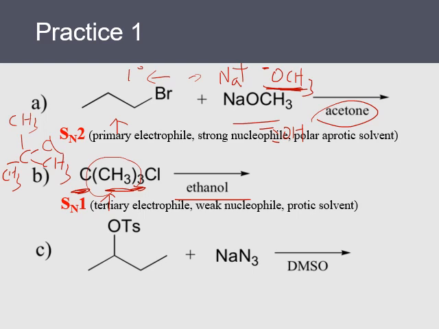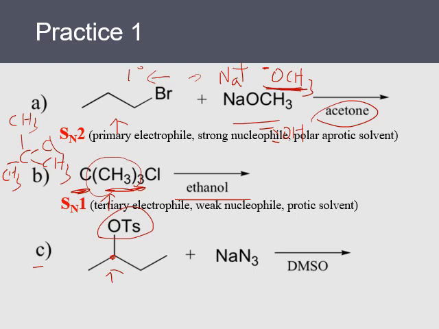Okay, let's look at number C. All right, OTs, that's tosylate, a very good leaving group. So good leaving group, but it's a secondary. So this carbon is a secondary, and a secondary substrate may undergo either SN1 or SN2. So this doesn't tell us whether it's SN1 or SN2 reaction.